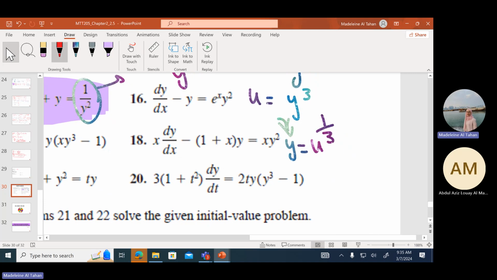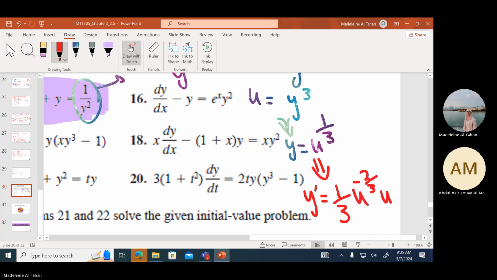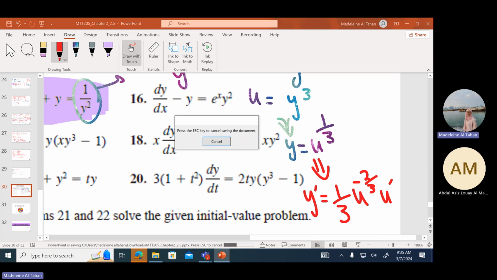Okay, U equals y power, y equals U power 1/3. It means that y prime is 1/3 U power minus 2/3 U prime. And now you can substitute. After substituting, remember that we need to multiply by everything below U prime, before U prime.